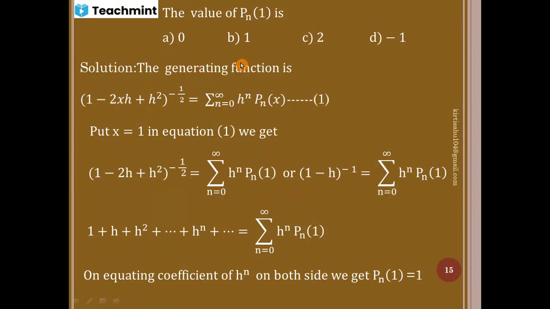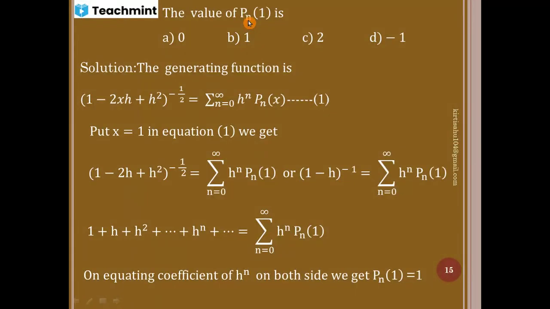So the value of this Legendre function is obtained either by making use of the generating function or by making use of Rodrigues formula. Rodrigues formula gives you the basis functions of various order, right? That is P0 of x, P1 of x, P2 of x, like this.